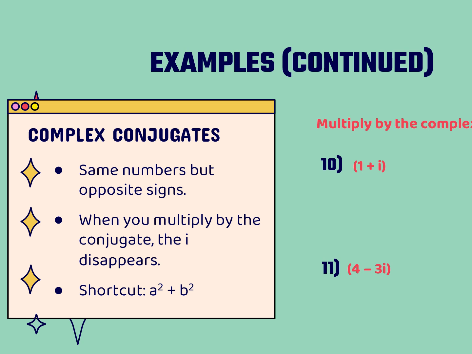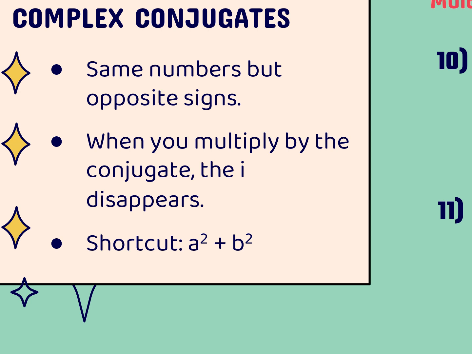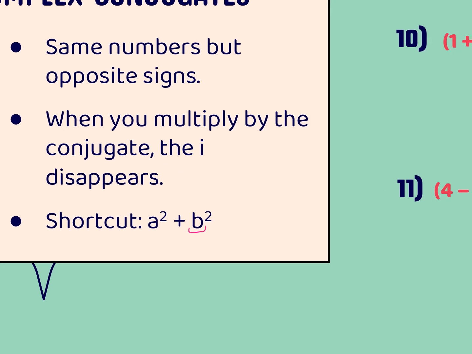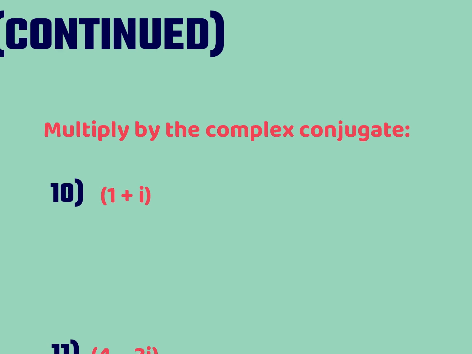All right, so when you multiply a complex number by its conjugate, the i goes away and we get a real number. And the shortcut to this is to square the real number, so a squared plus the real part of your imaginary number, b squared. I'll show you what that means now. So multiply by the complex conjugate.